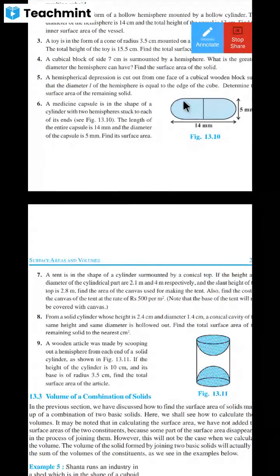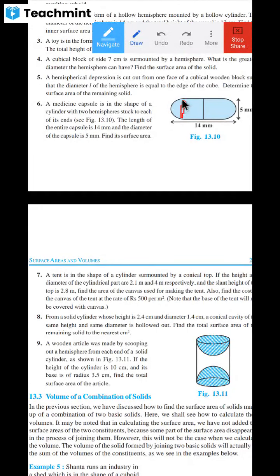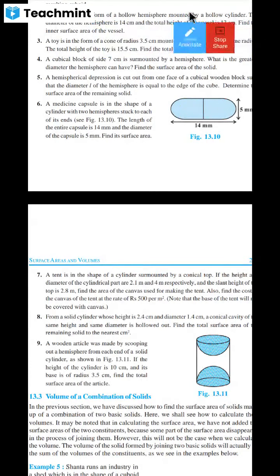Diameter means, you understand, no? Here there is a circular end. Yes or no? So this diameter we are talking about. That the diameter is, how much is that? 5 millimeter. Find its surface area, they are saying. Okay, quite simple it is. Let us do this.